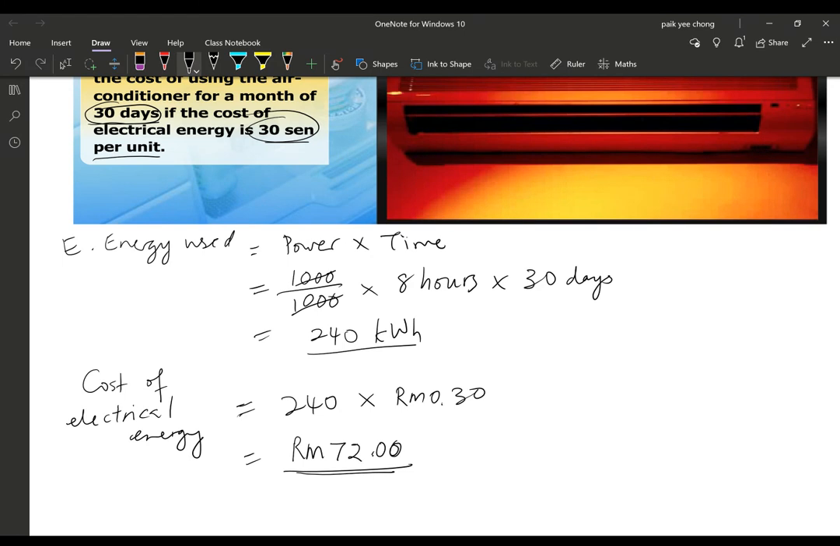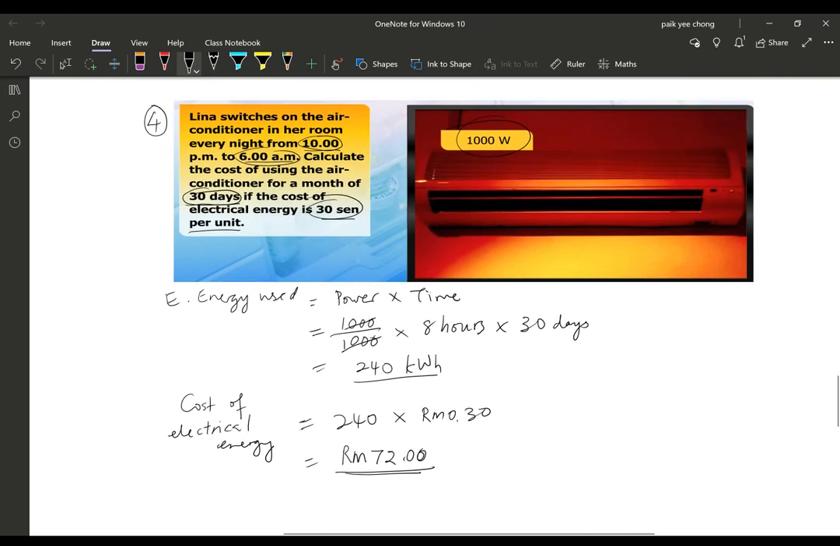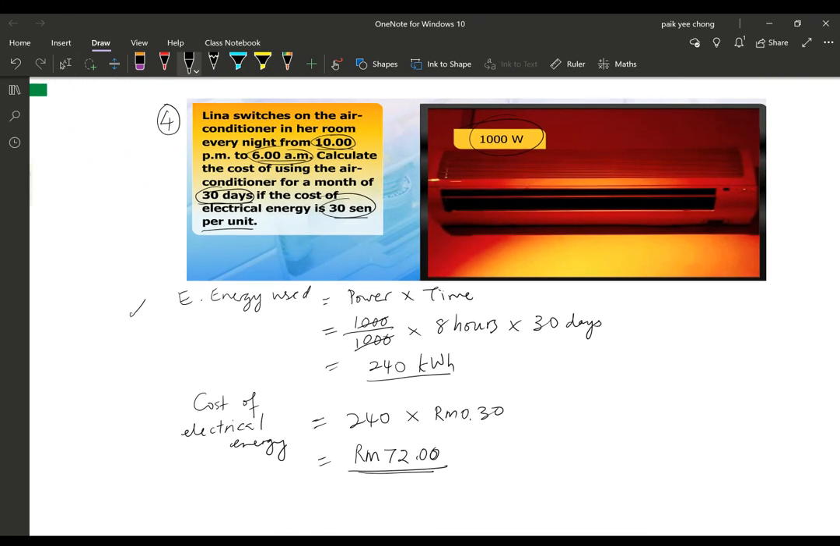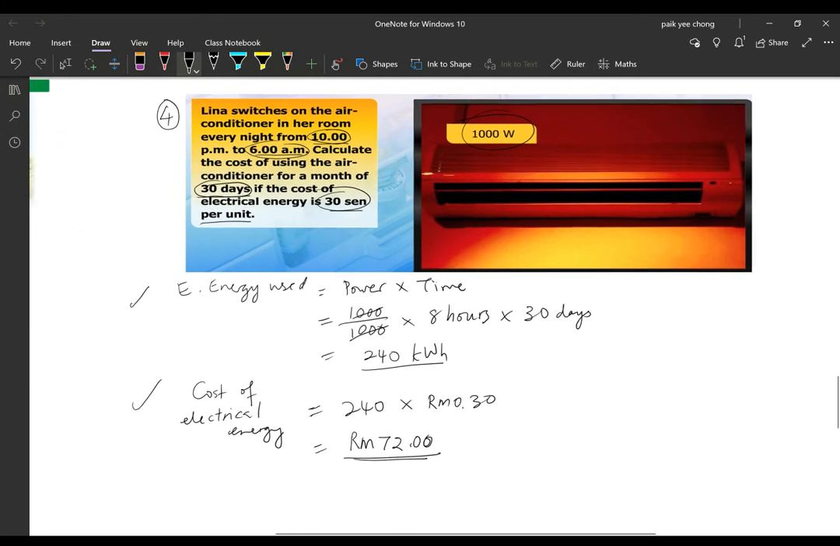Okay, so I'm going to attach a worksheet here and I would like you to try out the questions there. Just remember the 2 steps here. First, find the electrical energy used and then find the cost. All right, if any questions, please ask me in the group chat. All right.